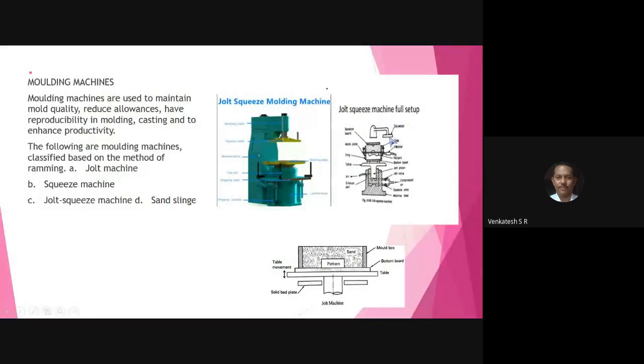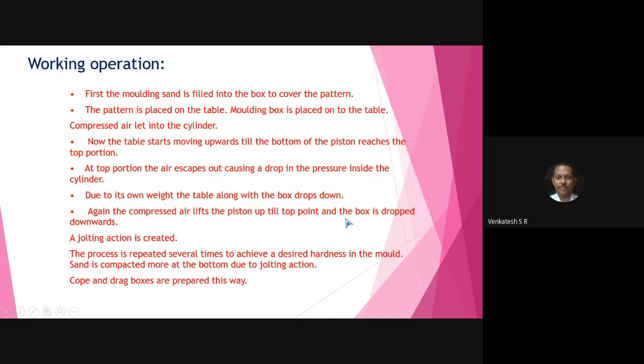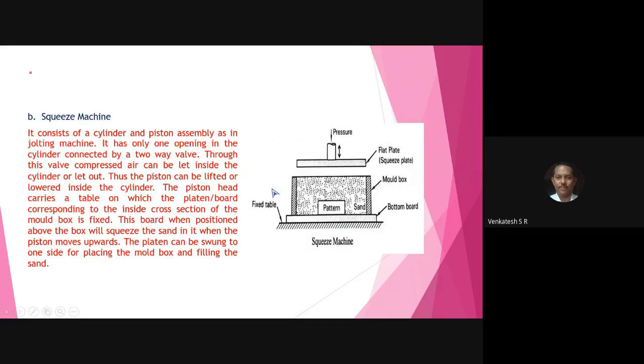If time permits, you write the line diagram of the jolt squeeze machine. This is the squeezer. You have to show this is the table and this is the bottom. You have to write this diagram along with the function of the jolt squeeze machine, which fills the mold cavity by using the squeezer. And also, if possible, you show this diagram also.